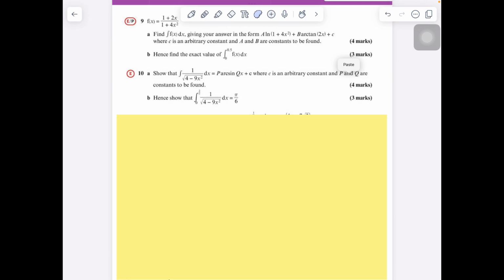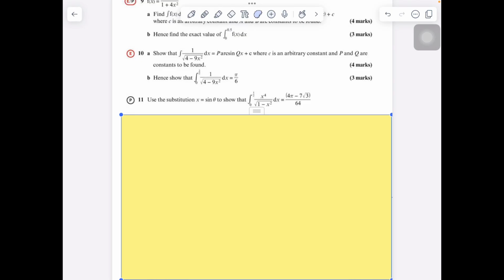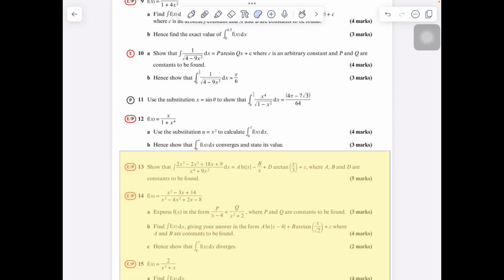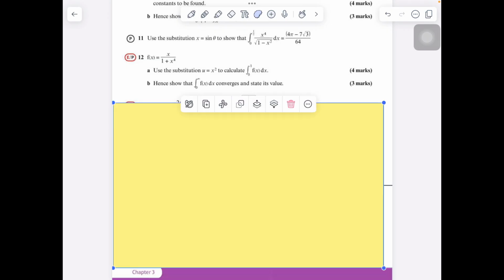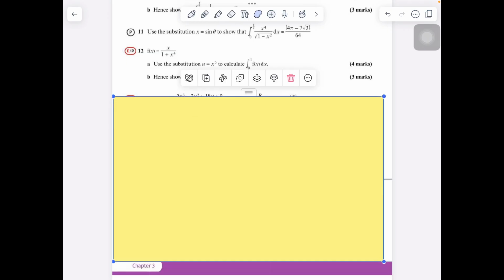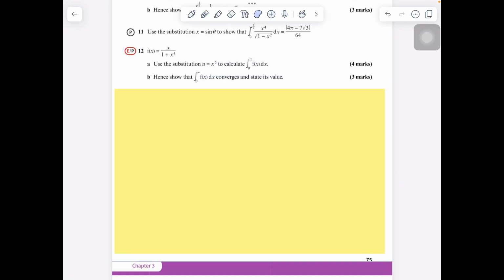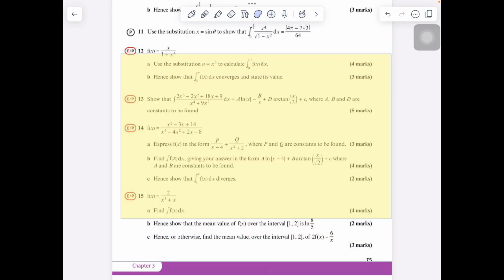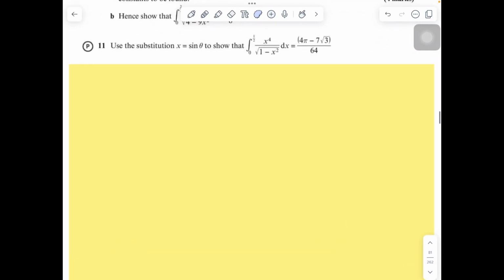And number 10, number 11, oh, this is not the... but I think number 11 looks difficult. So let's try number 11. Always this trigonometric substitution makes it difficult.